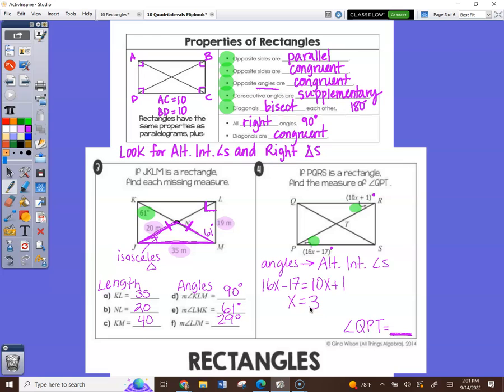Let me use my pen to show you what they want. They want QPT. Q to P to T. They want this angle. It's a puzzle. They want the black dot angle. We know X is 3. Take a second. It's going to involve 2 steps. It will involve a 90.